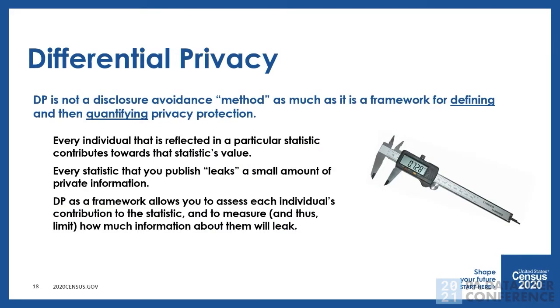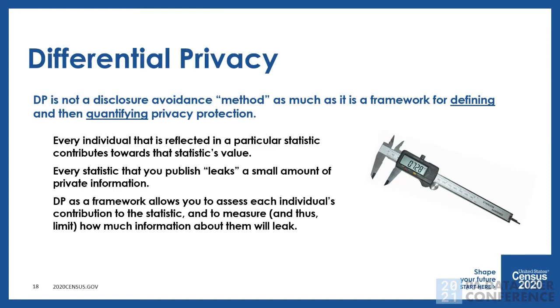Which brings us to differential privacy. The Census Bureau is adopting a framework known as differential privacy to protect the 2020 census. To understand what this means, it's helpful to realize that differential privacy is not a disclosure avoidance method per se, the same way that swapping or suppression are methods of disclosure avoidance. Rather, differential privacy is better thought of as a privacy accounting framework for defining and then quantifying privacy risk on the one side and privacy protection on the other.